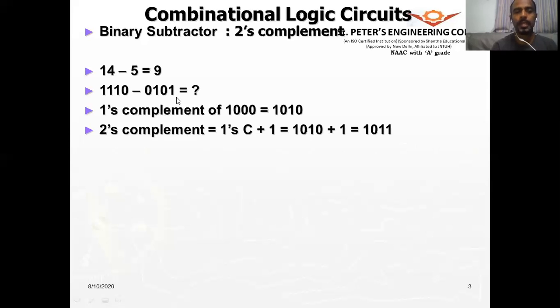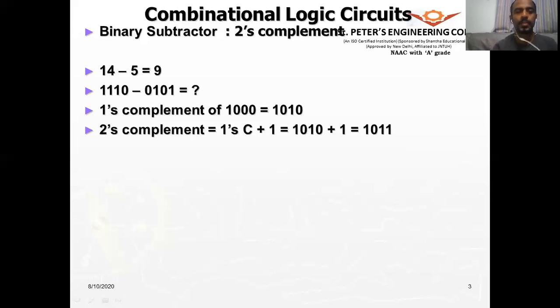Is that clear? Okay. Now, after taking the 2's complement, we have to simply add it to the minuend. So we are not actually doing the subtraction. We are doing addition, and we will obtain the result of the subtraction. Now let us see that.